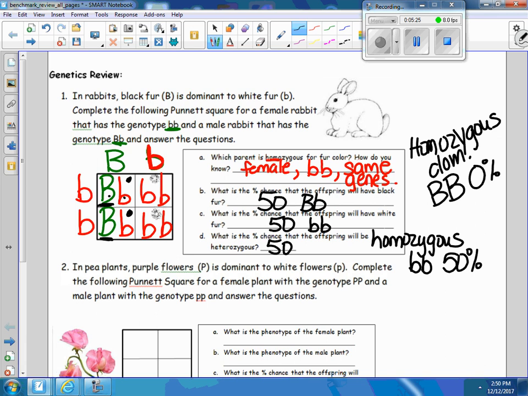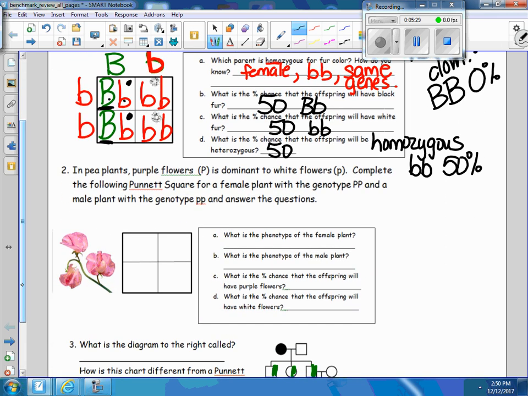Okay. Next, in pea plants, purple flowers, big P, are dominant to white flowers, little p. Complete the following Punnett square. The female is big P, big P. The other one is little p, little p. Answer the questions. So we're going to put this together.